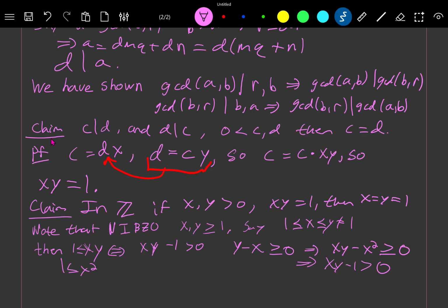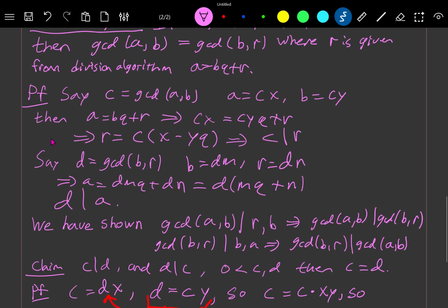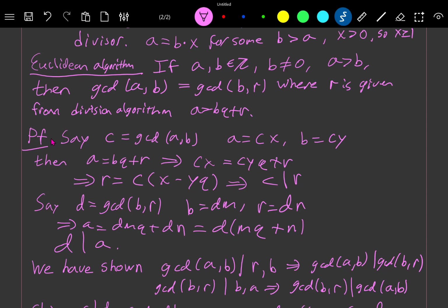So what I'm trying to say is the fact that the only things with multiplicative inverses in the integers are 1 and negative 1. And since xy is equal to 1, you have that x equals y equals 1 because we assumed they're positive. And this tells us the so-called Euclidean algorithm.